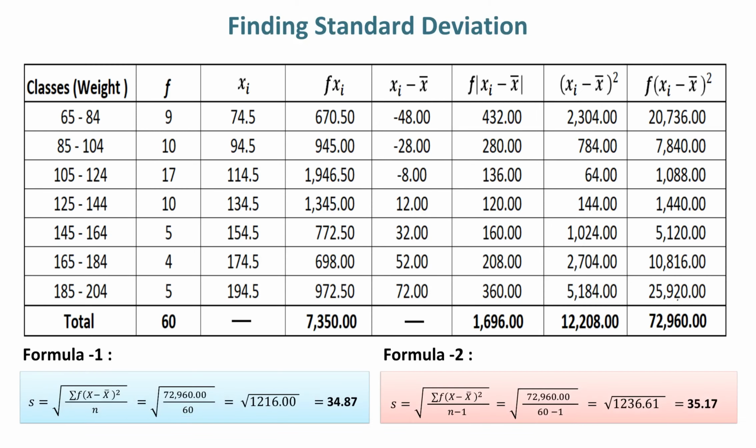Finding standard deviation. The numerator value for finding standard deviation is 72,960 and the denominator value is 60. Thus, the standard deviation in this example in Formula 1 is 34.87. When we subtract 1 from the sample size in Formula 2, then the value of standard deviation becomes a little higher as compared to Formula 1, which is 35.17.